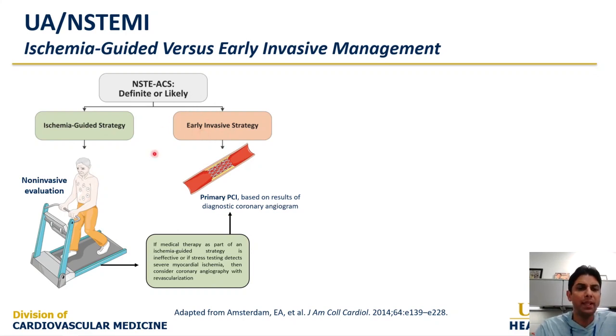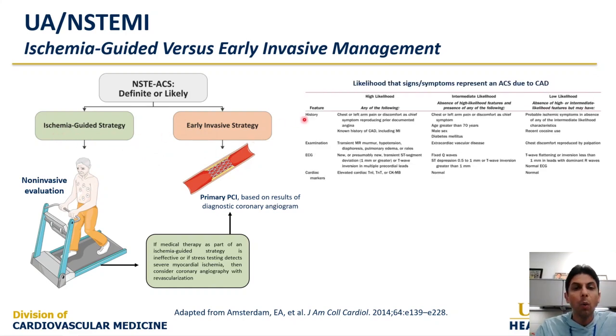Now, how the heck do we make the decision between an ischemia-guided strategy versus an early invasive strategy? Well, that thinking is based on the likelihood that the signs and symptoms that the patient is undergoing represent an acute coronary syndrome due to coronary artery disease. So we have high likelihood features, we have intermediate likelihood features, and we have low likelihood features.